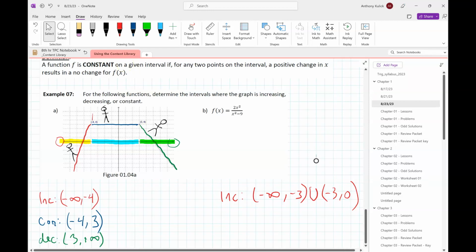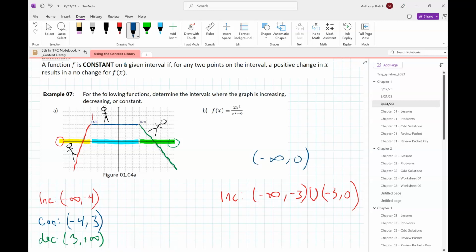I have a question for you guys. That interval says going from -∞ to -3, and then from -3 to 0. Could I just write it this way? We went from -∞ to -3, and then -3 to 0. Can I just say from -∞ to 0? What do you think? No, I can't say that. Mr. Kulik did it right the first time.